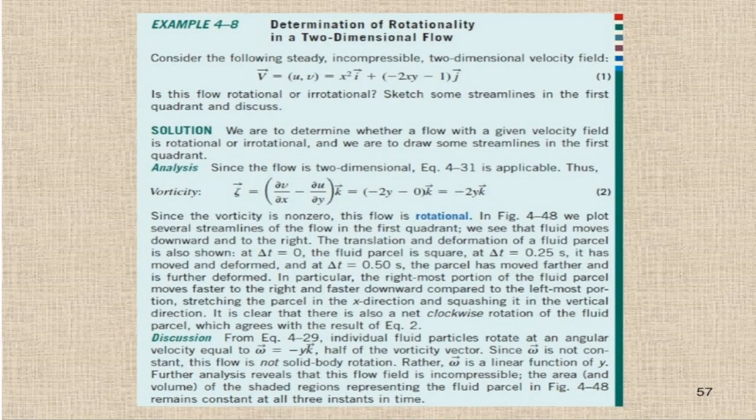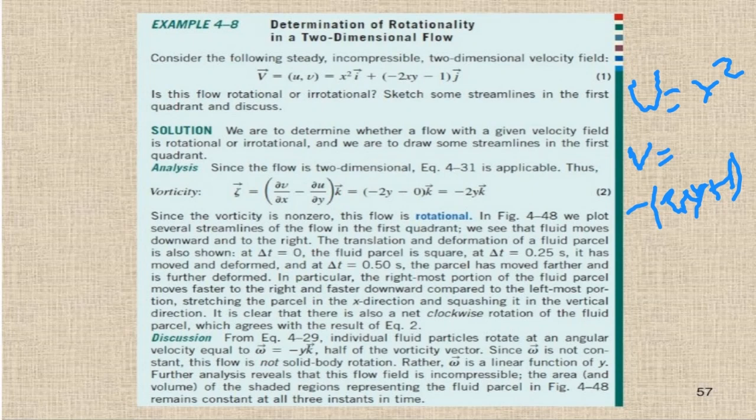In this example, we are given a 2-dimensional flow for which we would like to find whether the flow is rotational, and if it is rotational, we are going to find the vorticity of it. So the velocity field is given as x squared i, which means u is x squared, and minus 2xy minus 1 j, meaning that v is, let's put the minus in the front, minus (2xy plus 1). So these are the velocity components of the velocity field.